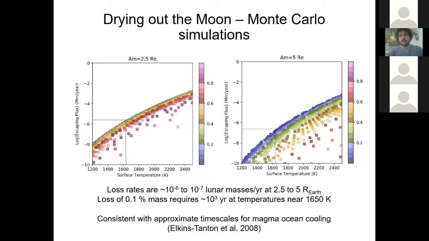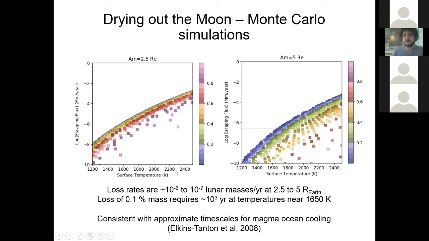So if we then compare this constraint with the models that we showed earlier for lunar loss rates, if atmospheric loss were to have occurred at the Roche limit, essentially, then we see that we have lunar loss rates of about 10 to the minus 6 lunar masses per year, whereas at 5 Earth radii, we have slightly lower loss rates of maybe 10 to the minus 7 lunar masses per year.